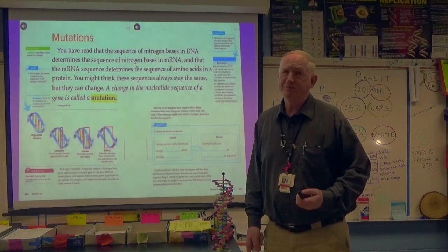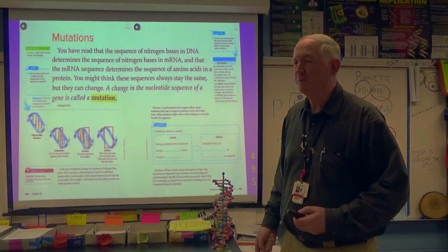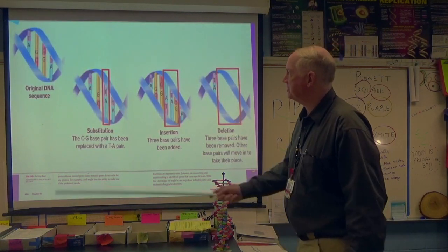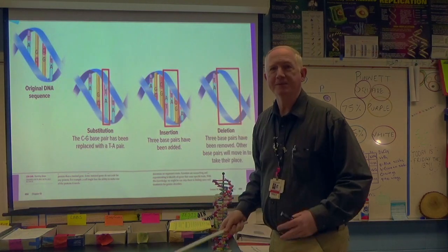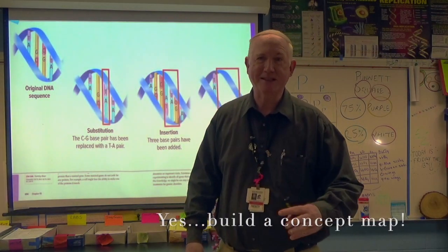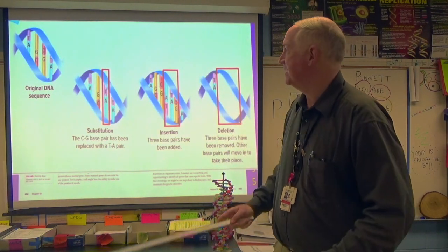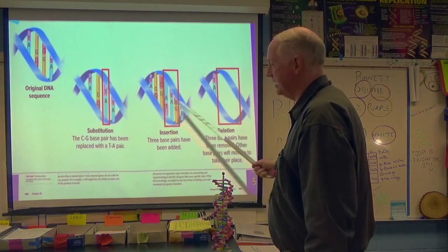And just like there were several types of RNA, there are several types of mutations. So if we take a close look, here's our original DNA sequence. So the 3 types, and if you're building a concept map, that's the way I would do this. I would say mutation, 3 types, and then include substitution, insertion, and deletion.